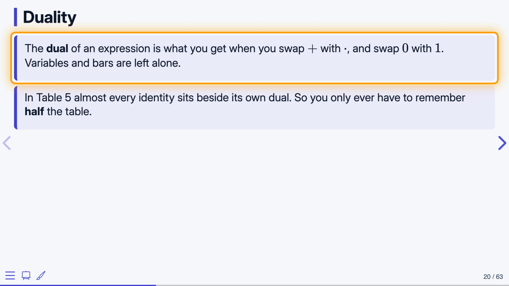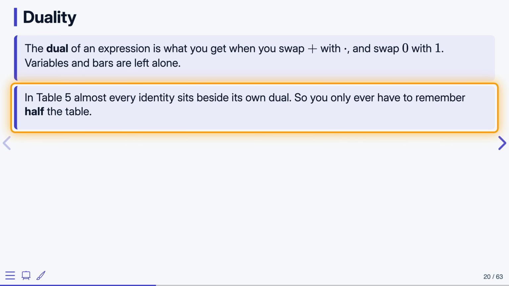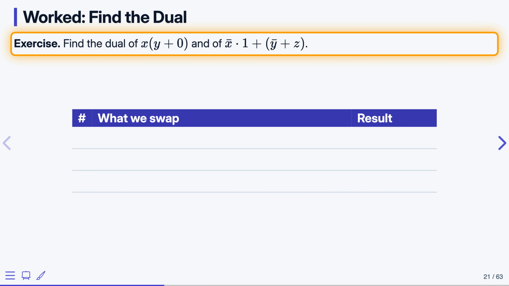Look at that table again, and you will see a lovely symmetry called duality. The dual of an expression is what you get by swapping every plus with a dot and every 0 with a 1. You leave the variables alone, and you leave the bars alone. Now notice that the identities come in pairs, and each member of a pair is the dual of the other. The idempotent laws are a pair. The identity laws are a pair. So you really only need to remember half of that table. The other half you can build yourself.